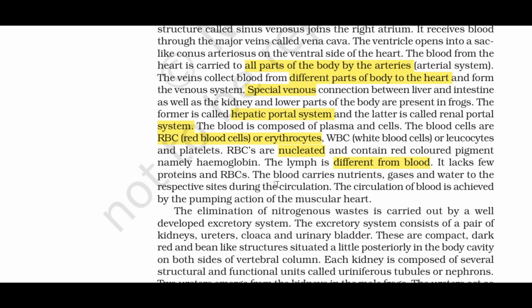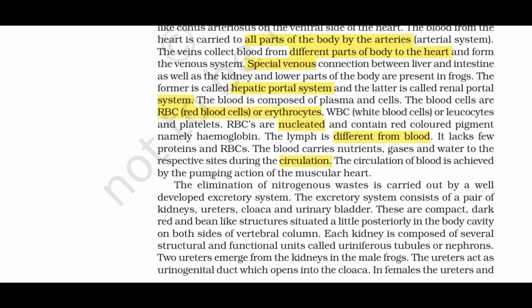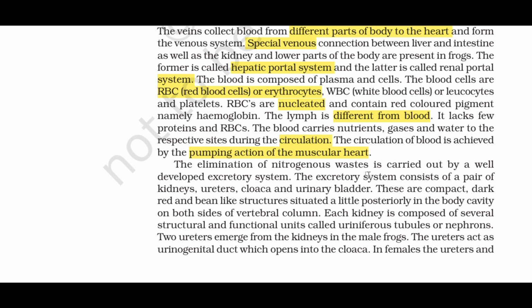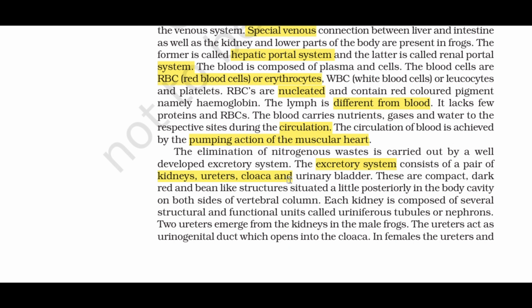The blood carries nutrients, gases and water to the respective sites during the circulation. The circulation of blood is achieved by the pumping action of the muscular heart. The elimination of nitrogenous wastes is carried out by a well-developed excretory system. The excretory system consists of a pair of kidneys, ureters, cloaca and urinary bladder.